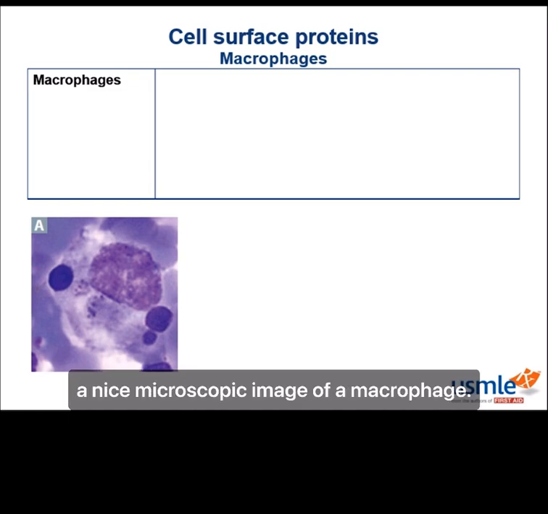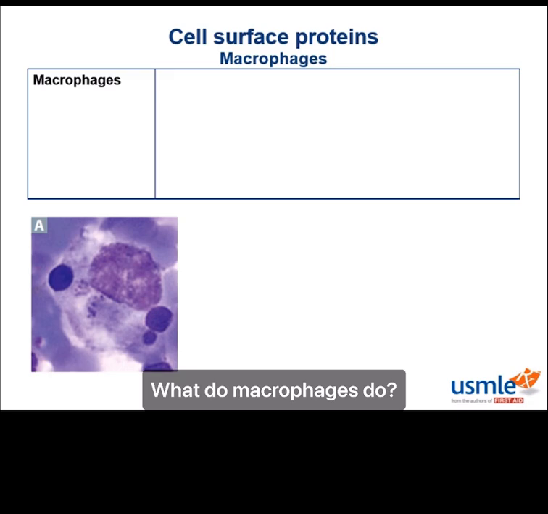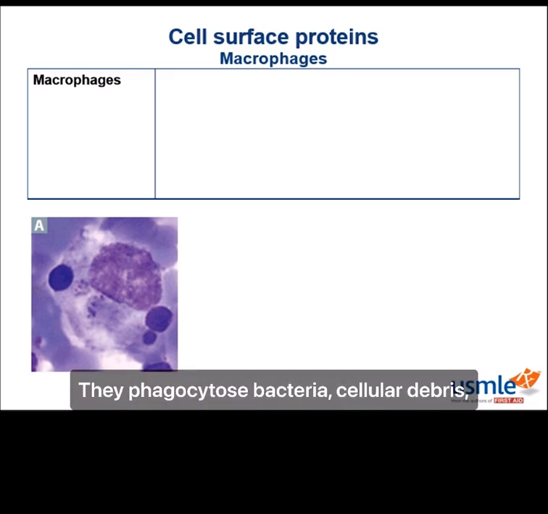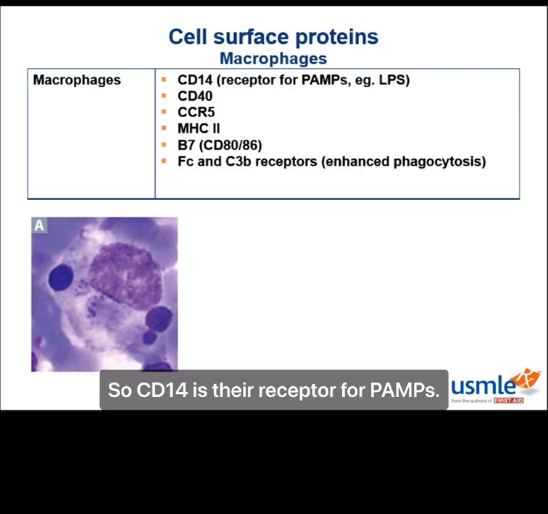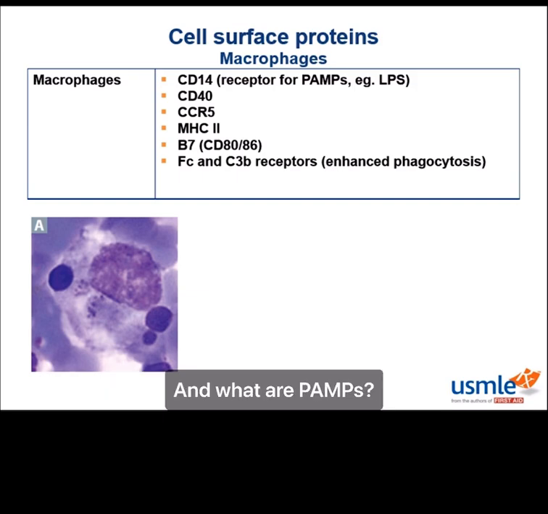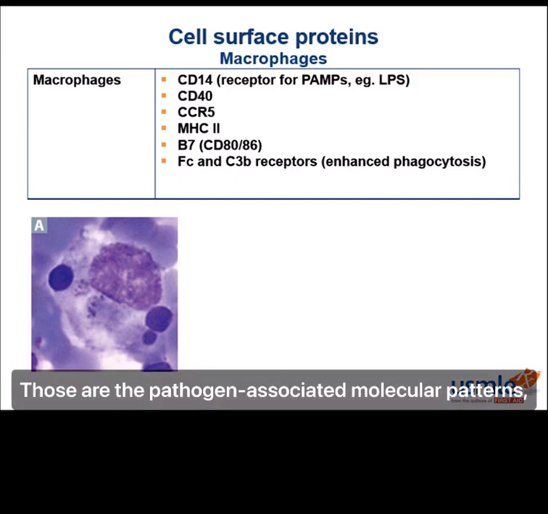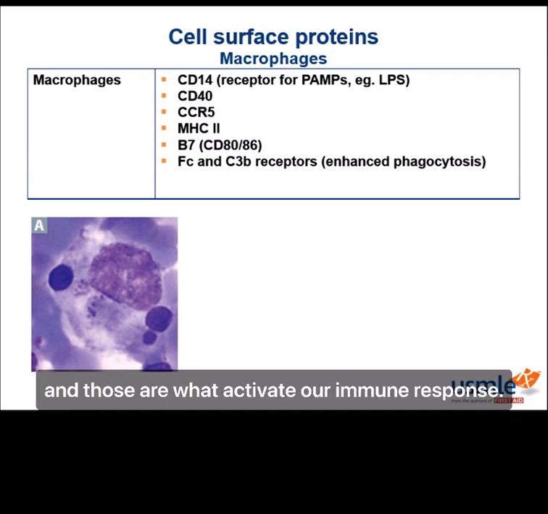Down below, you can see a nice microscopic image of a macrophage. What do macrophages do? Yep, they clean up. They phagocytose bacteria, cellular debris, and our old senescent red blood cells. So they need a couple surface proteins to do their job. So CD14 is their receptor for PAMPs. And what are PAMPs? Those are the pathogen-associated molecular patterns, and those are what activate our immune response.